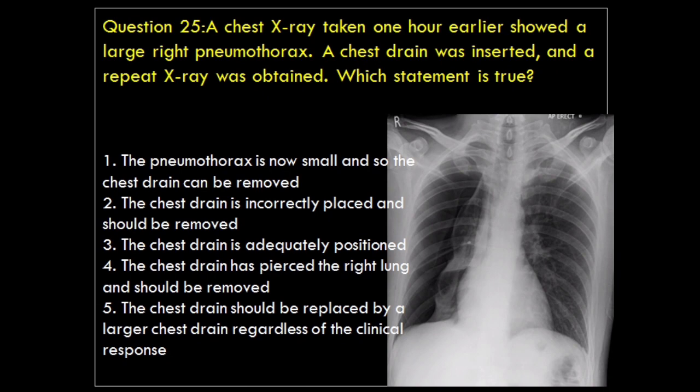Question 25: A chest X-ray taken 1 hour earlier showed a large right pneumothorax. A chest drain was inserted, and a repeat X-ray was obtained. Which statement is true? 1. The pneumothorax is now small and so the chest drain can be removed. 2. The chest drain is incorrectly placed and should be removed. 3. The chest drain is adequately positioned. 4. The chest drain has pierced the right lung and should be removed. 5. The chest drain should be replaced by a larger chest drain regardless of the clinical response.